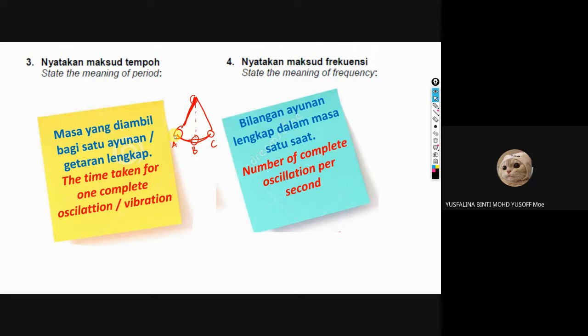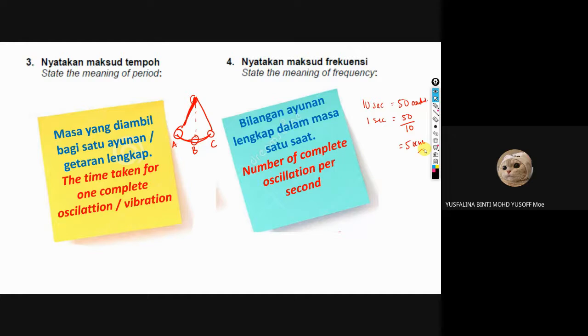So what does it mean by frequency? Frequency is the number of complete oscillations per second. In 1 second, how many complete oscillations can that pendulum make? Let's say in 10 seconds it can make 50 oscillations. If 10 seconds can make 50 oscillations, then in 1 second, 50 divided by 10, so 5 oscillations. This is called frequency. So in 1 second, the pendulum will make 5 complete oscillations.